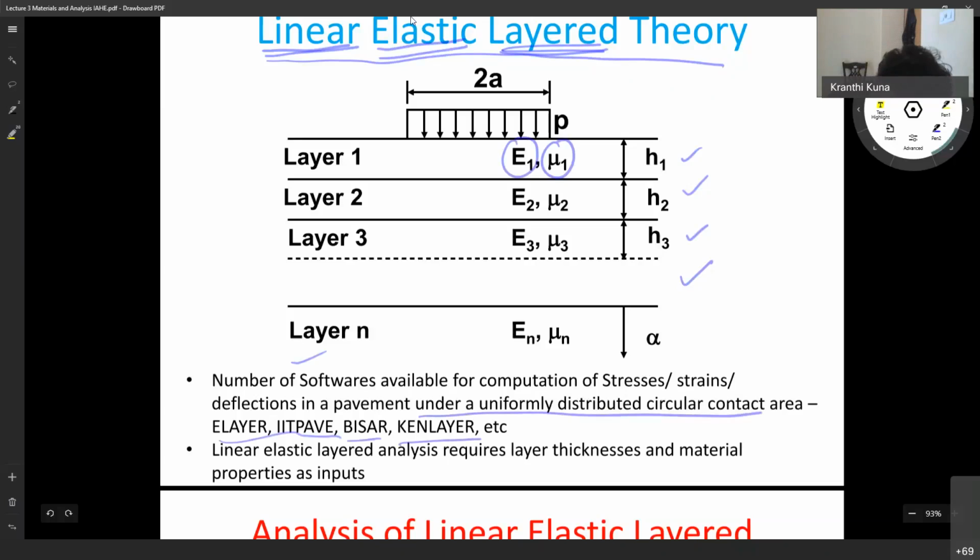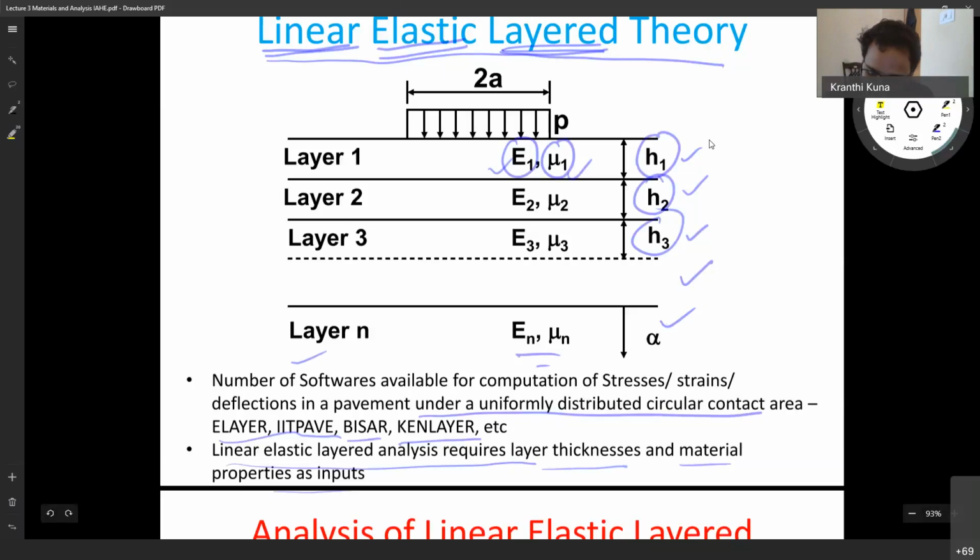You can see we convert the wheel load into circular contact area and we run the analysis. Linear elastic layers require thicknesses and material properties. You need H1, H2, H3 values and E1 and mu1 for all these. This is infinity, so we do not need to input this one.